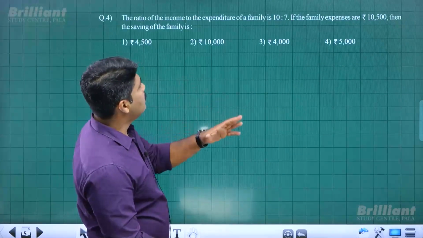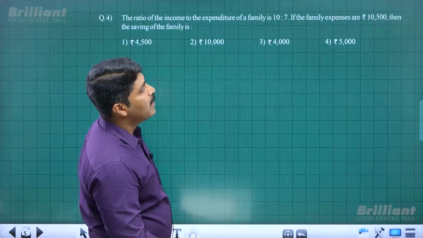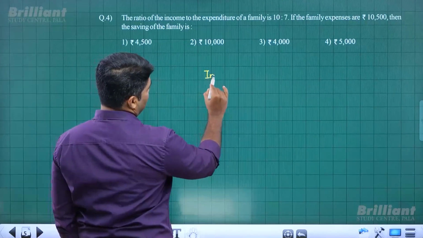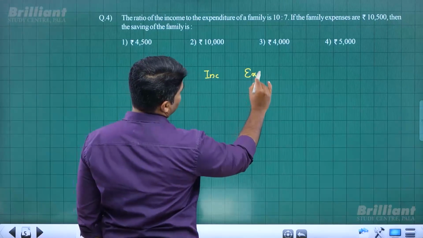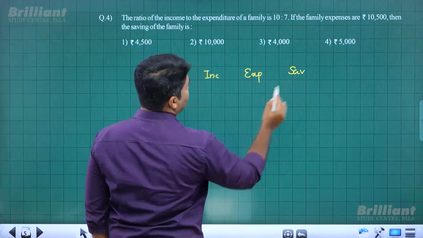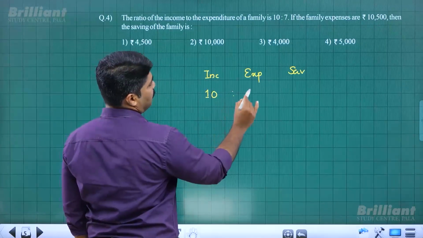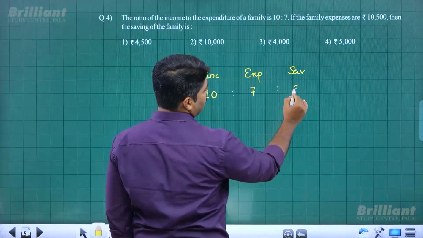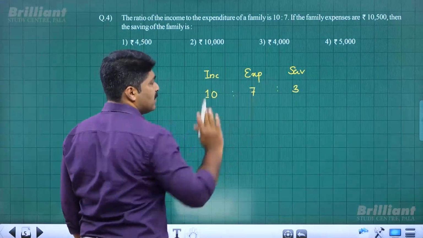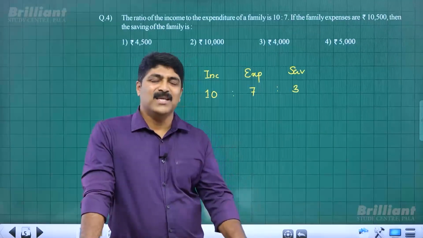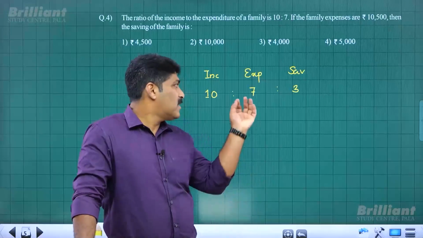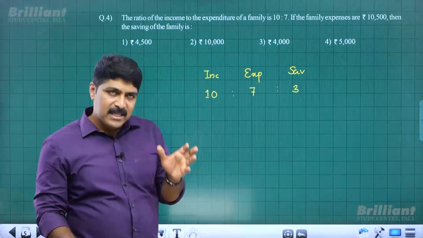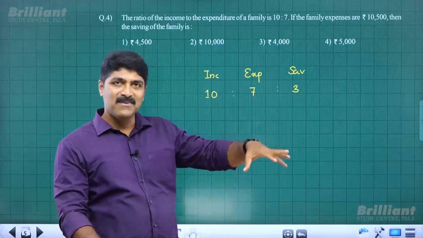The ratio of the income to the expenditure of a family is 10:7. If the family expenses are 10,500, then find the savings of the family. Here we consider income, expenditure, and savings. If the ratio of income to expenditure is 10:7, then the savings is the difference between these two values, 10 minus 7, which is 3. That's simple logic. If the income is rupees 10 and the expenditure is rupees 7, the savings is the remaining 3 rupees. So we can express these values in the ratio 10:7:3.